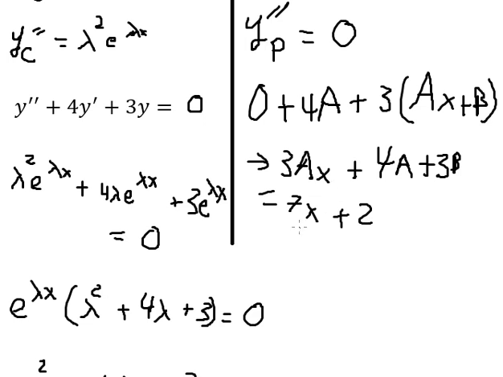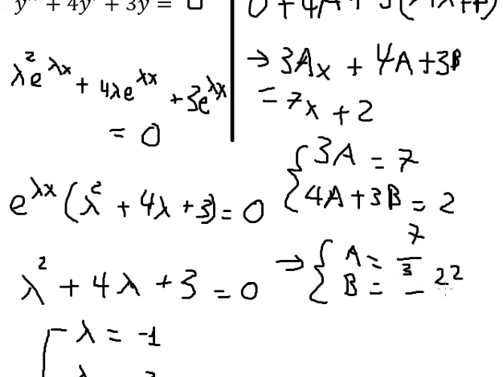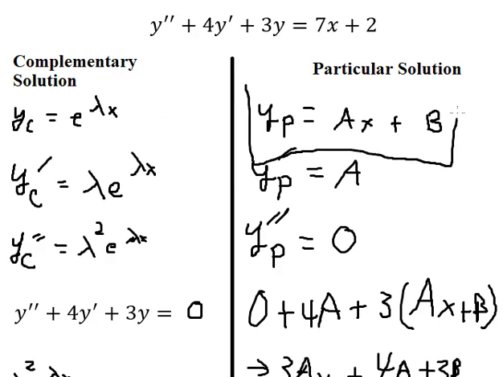So we have s and s, we compare coefficients. So this one we have 3a equals 7, and the second one we have 4a plus 3b equals 2. And now we need to find the solutions of a and b. So a equals 7 over 3 and b equals negative 22 over 9. So we put a and b back in here.